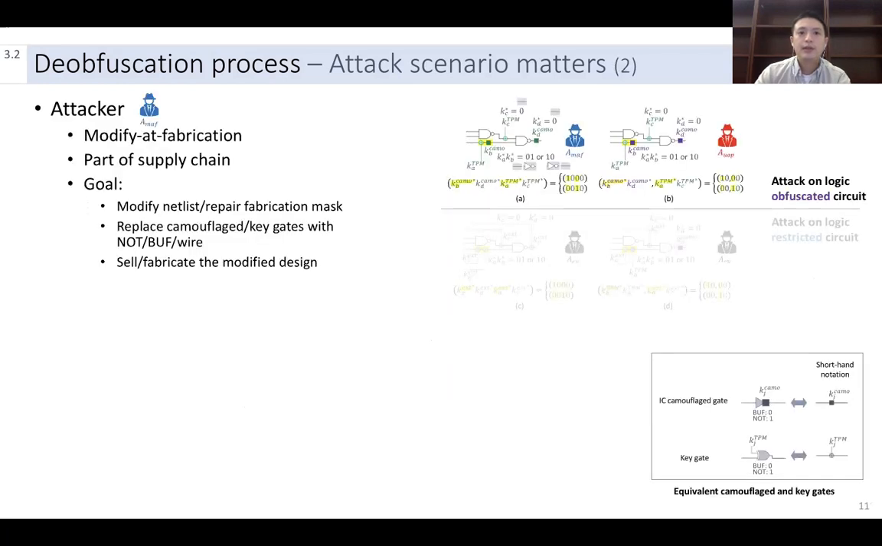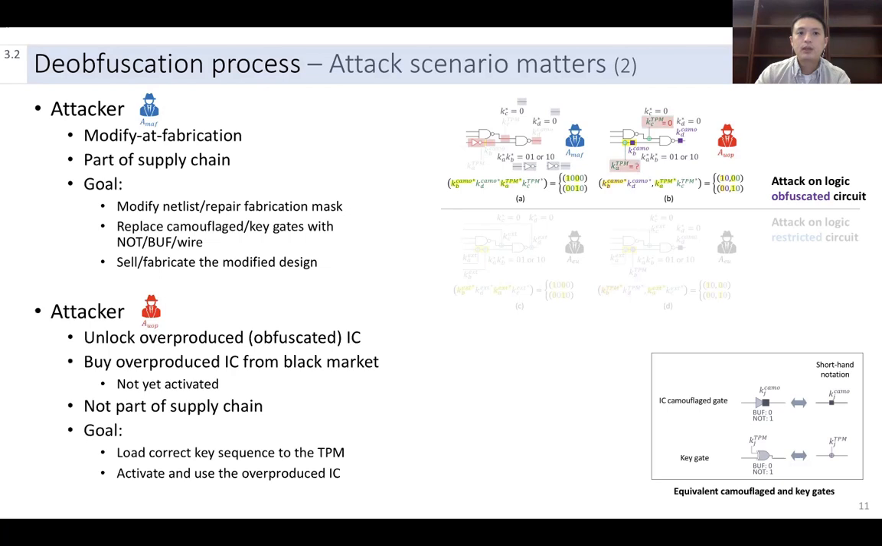Now, let's consider two different attackers. For the blue attacker, AMF, who wants to modify at fabrication time and replace all the key gates and camouflage gates with some standard components, such as buff or NOT gate or wire, versus the red attacker, AUOP, who wants to unlock an overproduced obfuscated IC, which is bought from the black market. The live IC here is not yet activated. So the red attacker wants to load the correct key value to the tamper-proof memory, the TPM.